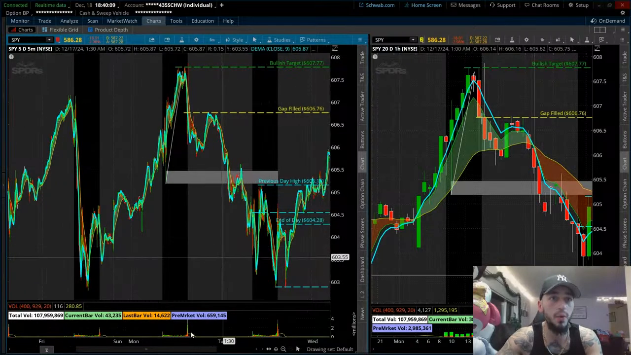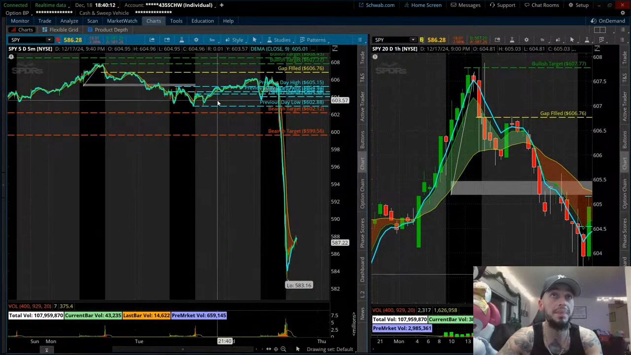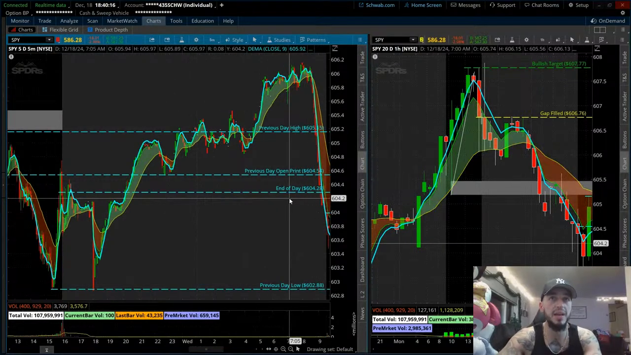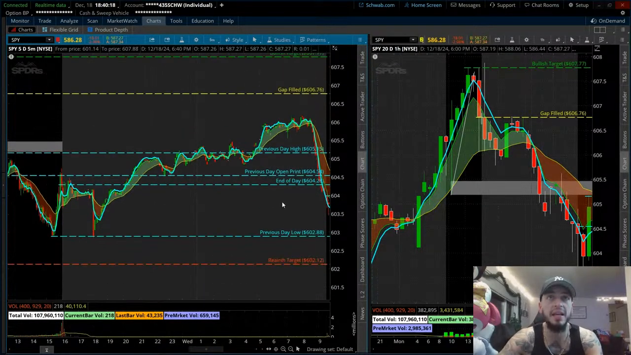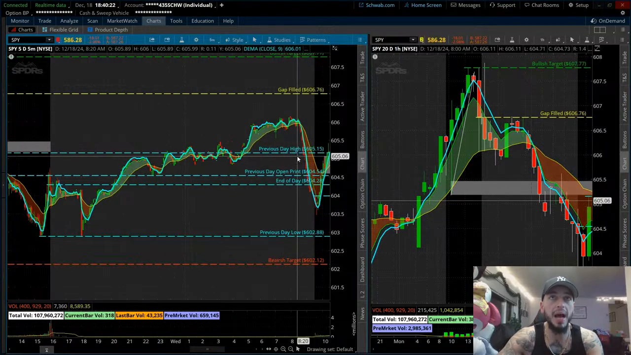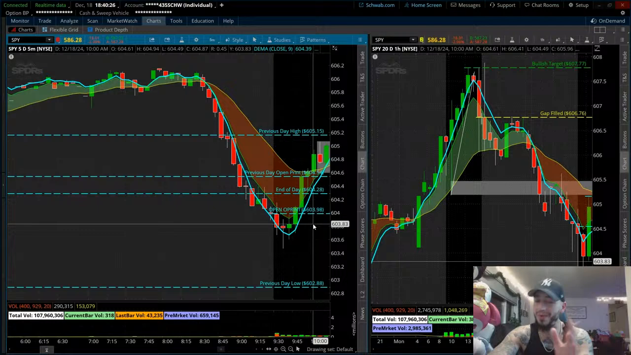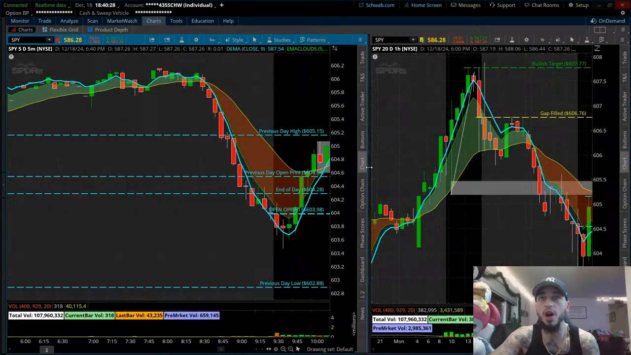So now let's fast forward here to today. Price was looking good, and then we sold off, right? So now we're down. We're below end of day. We're below previous day open print. And we got previous day high right in front of us. Now watch, this is going to be really good right here.